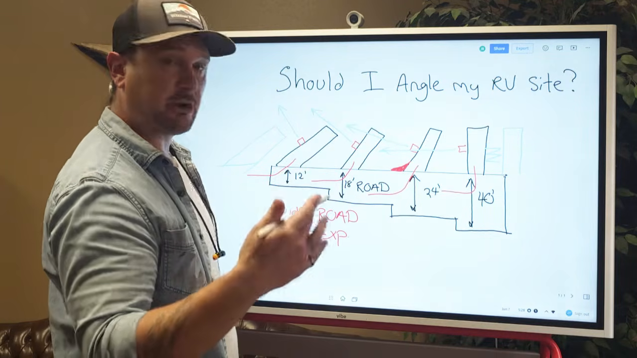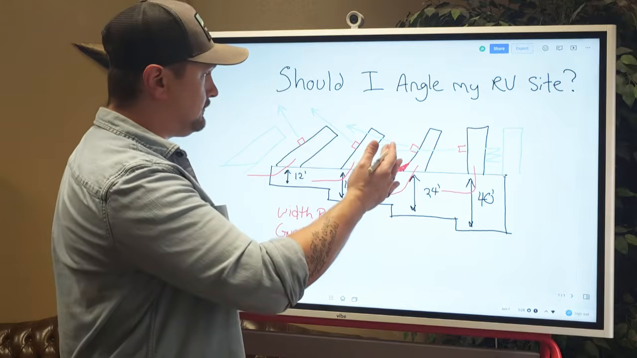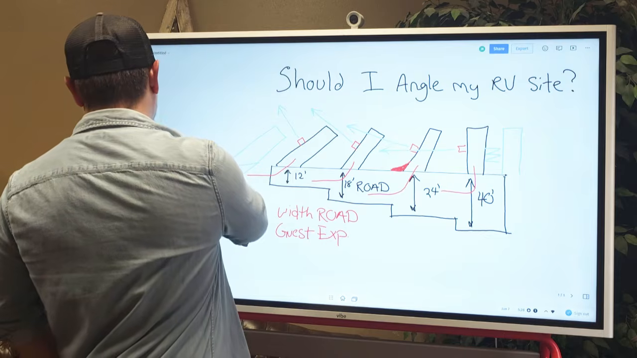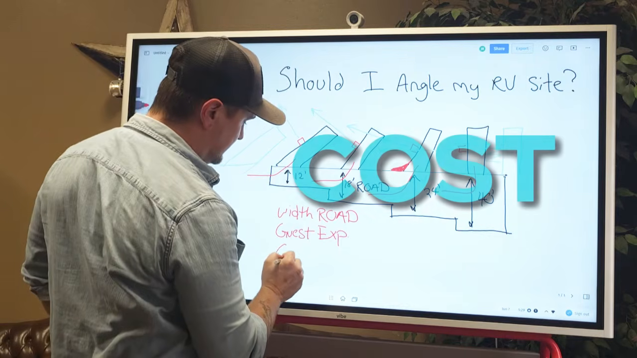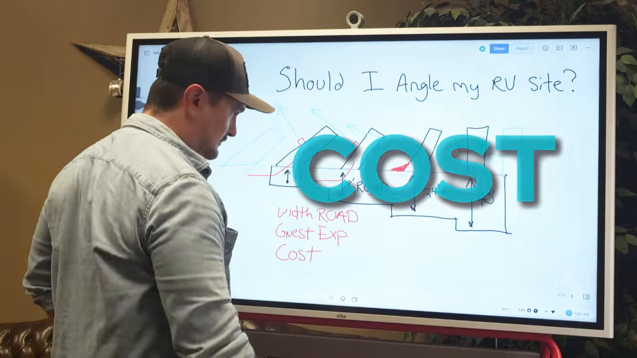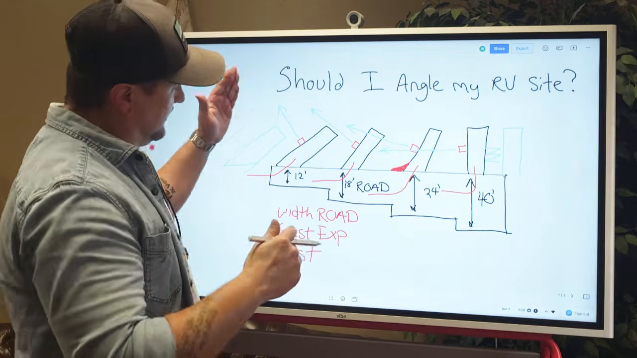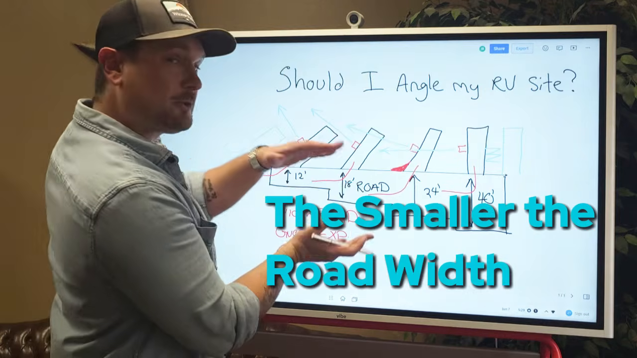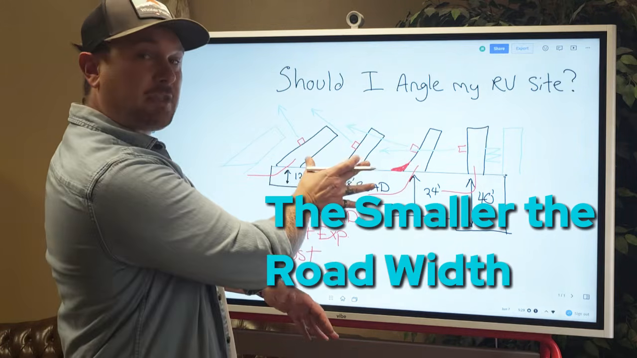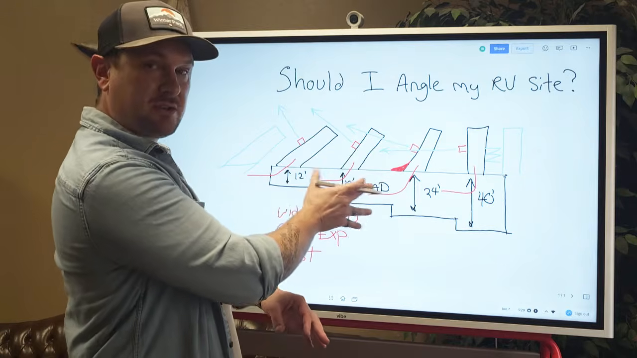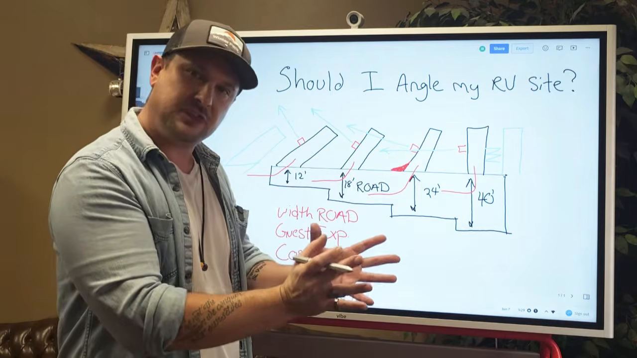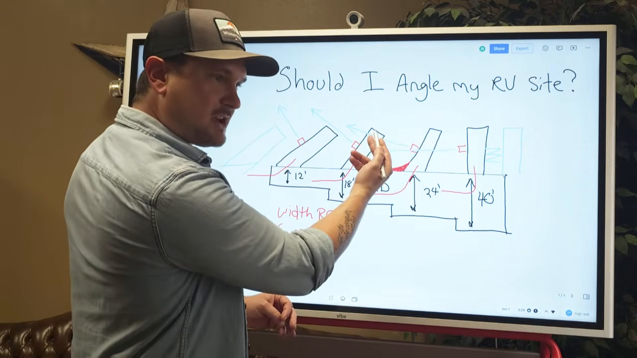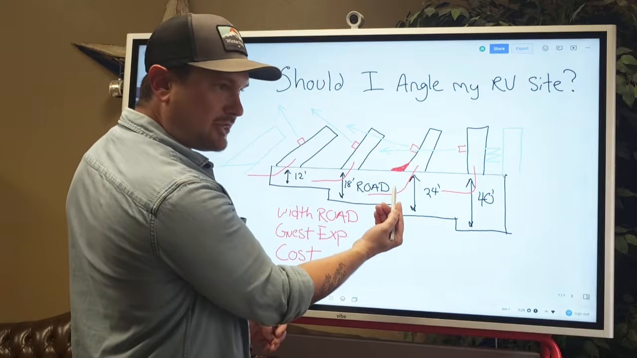Now, let me share another reason why angles are great, okay? Cost. So, the more you increase the angle, the smaller the road width. I know we already talked about the road width, but we didn't talk about the cost. Think about how many linear feet of road you're putting in, and how by putting your site at more of an angle, you can decrease the width.